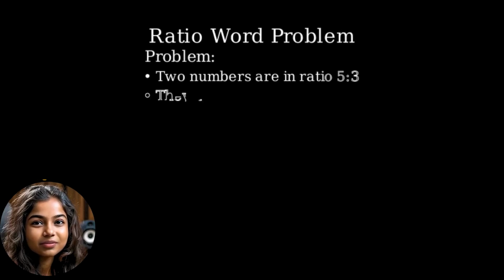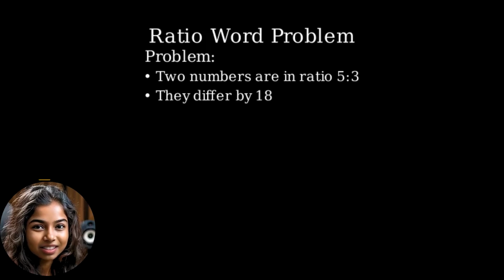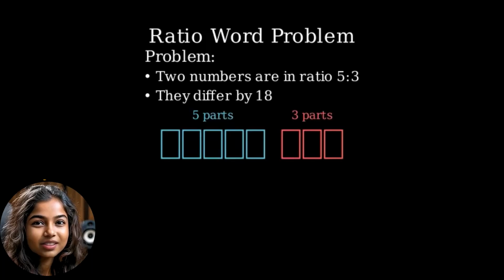Let's solve a ratio word problem. Two numbers are in the ratio 5 to 3, and they differ by 18. Let's find these numbers. Let's visualize this with a diagram. If we have two numbers in the ratio 5 to 3, we can represent them as 5 parts and 3 parts. And we know their difference is 18.